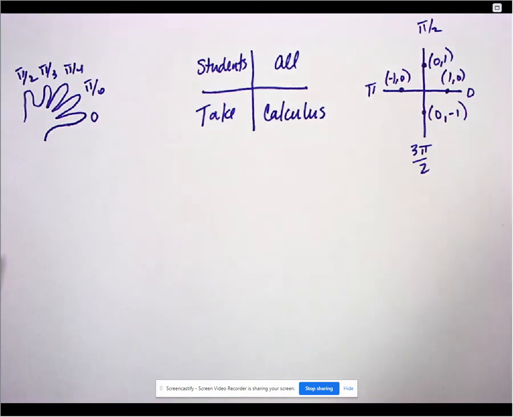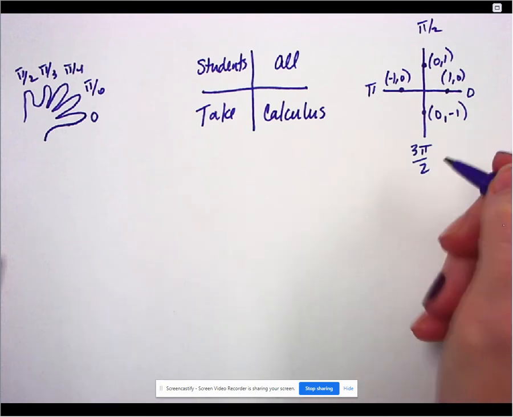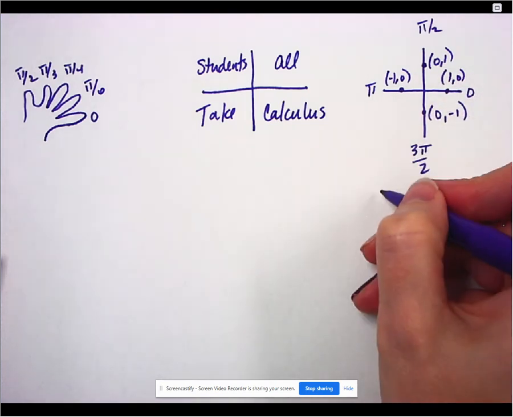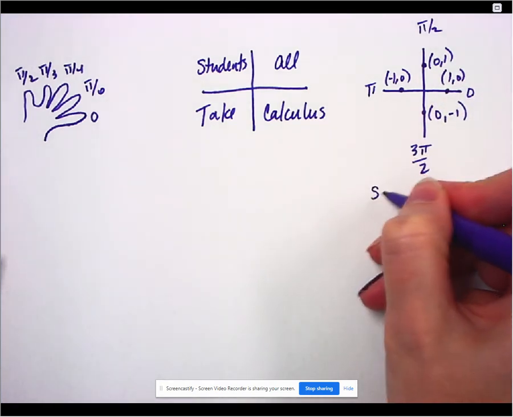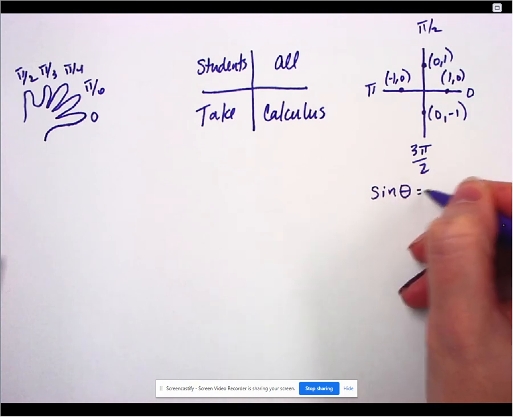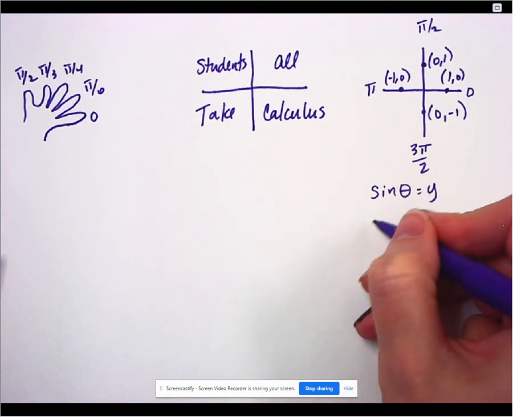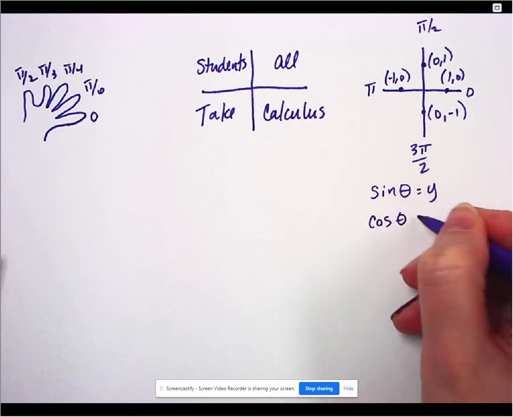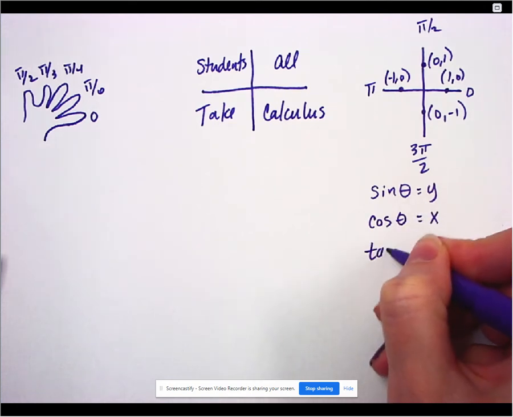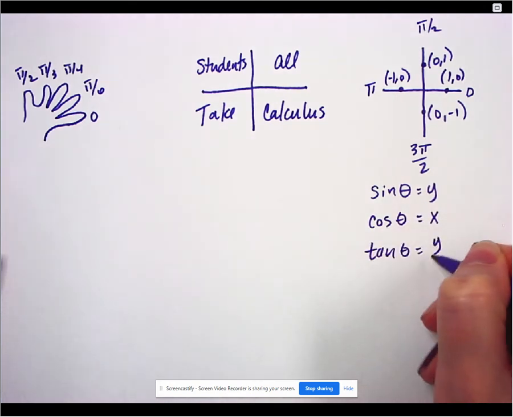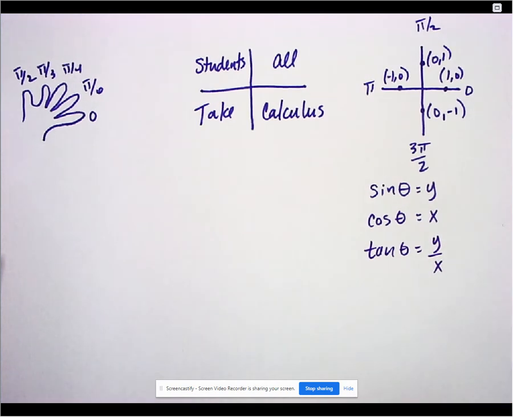All right, and then also we need to write what we would do to find the sine, cosine, and tangent of those angles using those points. And so if we're going to do the sine on the unit circle, we're just going to use the y coordinate. Cosine of theta is the x, and tangent of theta is y over x.